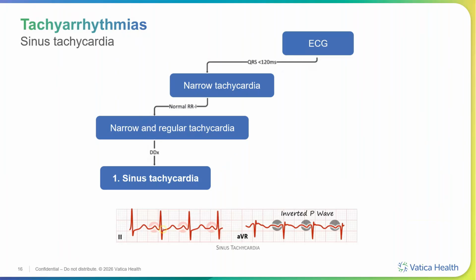So if we have a narrow tachycardia with a regular rhythm, that gives me 3 differentials: sinus tachycardia, paroxysmal supraventricular tachycardia, or SVT, and 2-to-1 atrial flutter. So let's quickly go through each. With sinus tachycardia, the P wave is upright in lead 2 and inverted in aVR. Every P wave is followed by a QRS complex. That's sinus tachycardia.